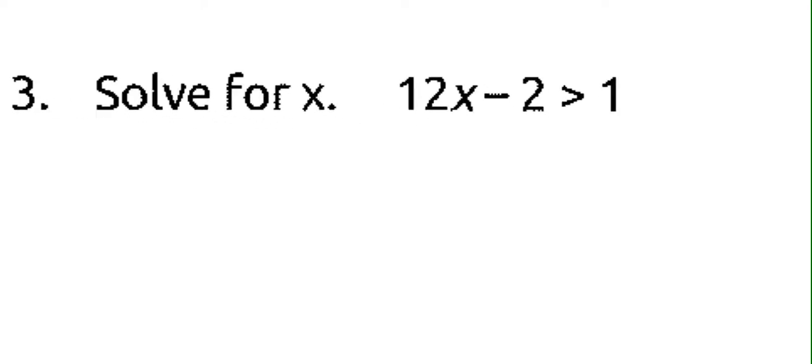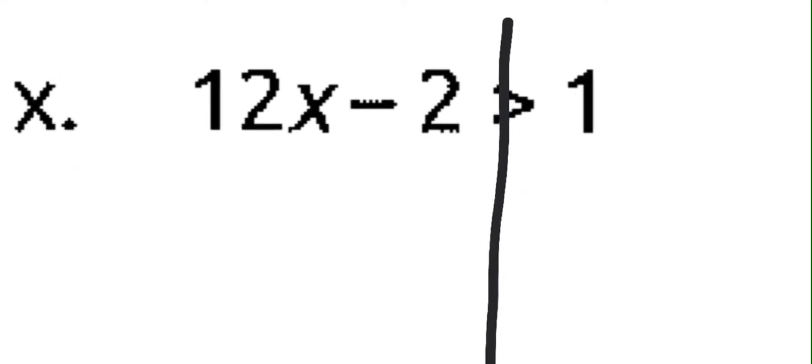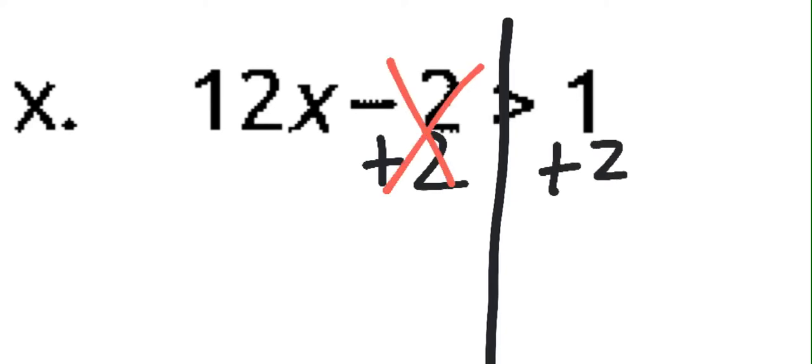Now for number 3, this one is just an inequality, but we are going to solve it just as if it were a 2-step. So draw my line down the middle. I need to get everything away from x, so I'm going to add 2. I have to do plus 2 over here, plus 2 over here. These will cancel out, and I'm done with it.